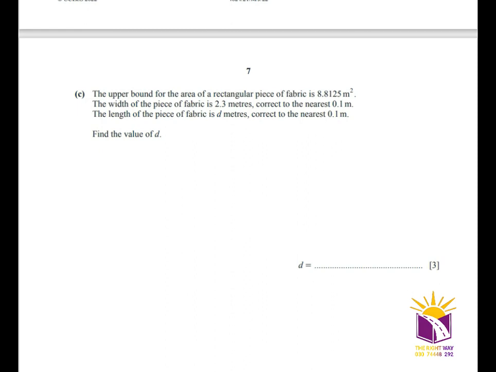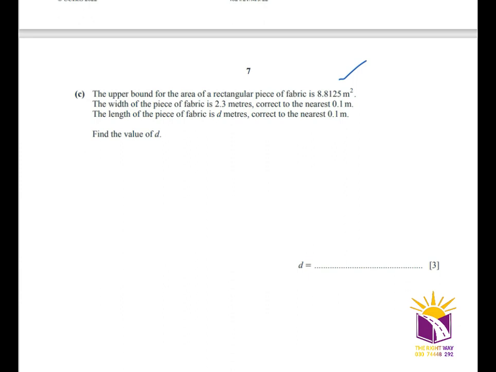The upper bound of the area of the rectangular piece of fabric is 8.8125 meter square. This is the upper bound. The width of the fabric is 2.3 meters, correct to nearest 0.1 meter. The length of the fabric is D meters, correct to nearest 0.1 meter. You have to find the value of D.